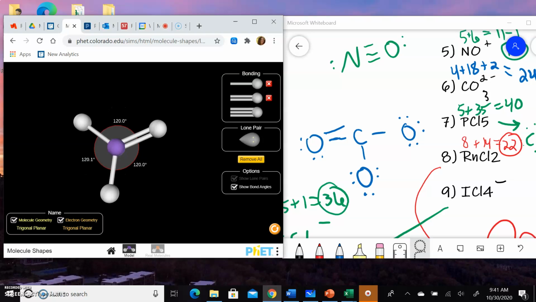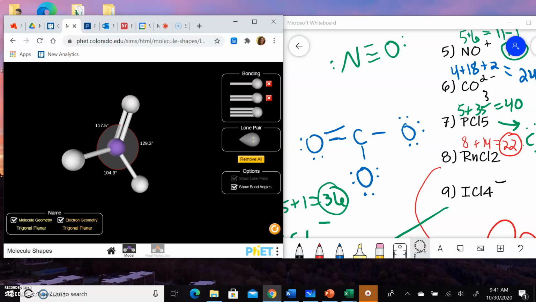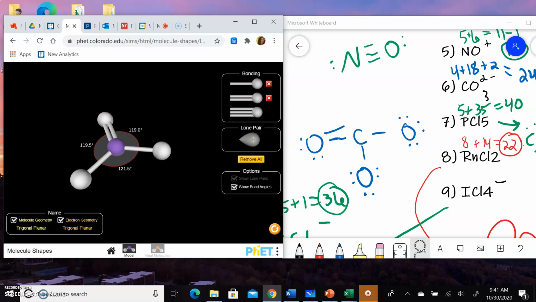So this one has a double bond to one of the oxygens, and then single bonds to the other 2 oxygens, and notice that it makes a trigonal planar shape. So it's totally flat, bond angles are a perfect 120 degrees, and notice that that double bond does not affect the bond shape. Things that do affect the shape are dots, or electrons, on the central atom, but double and triple bonds don't affect the shape.